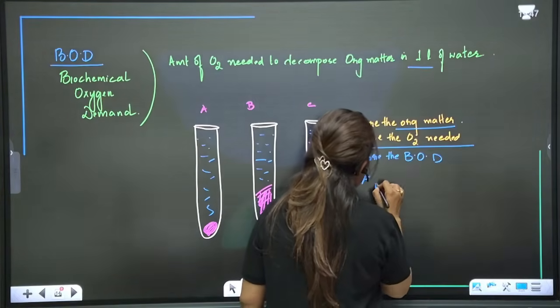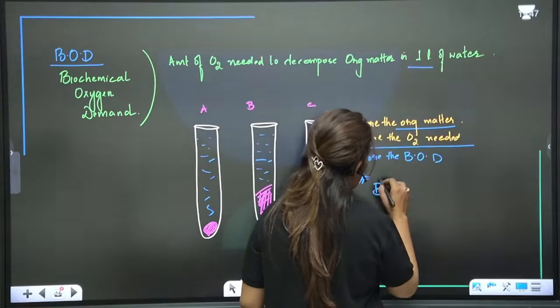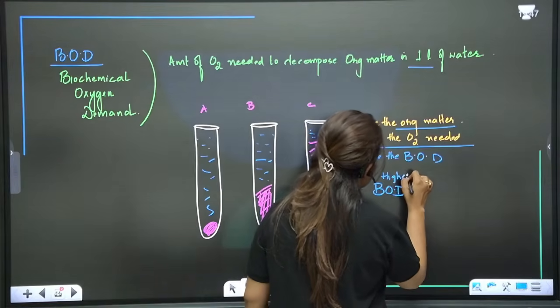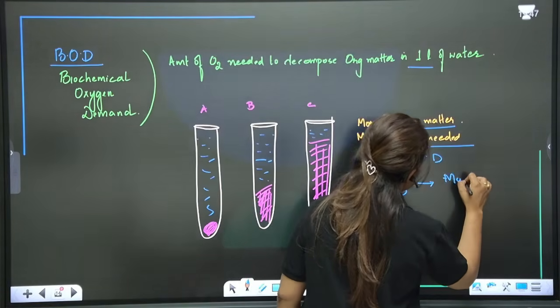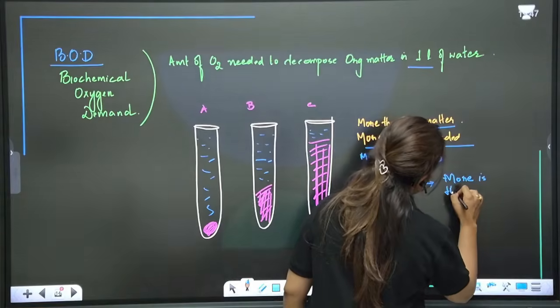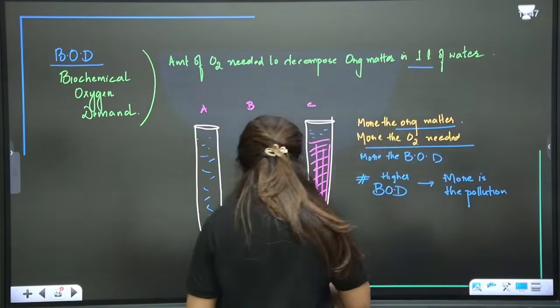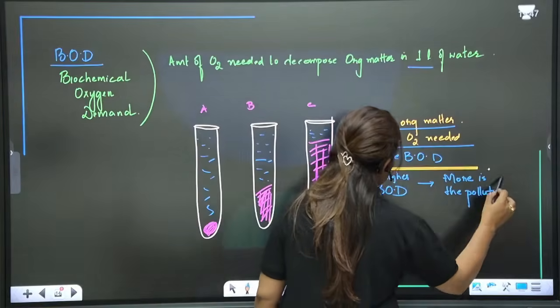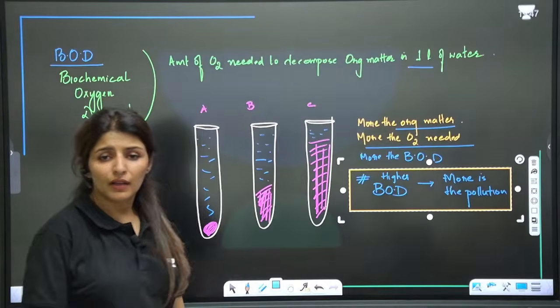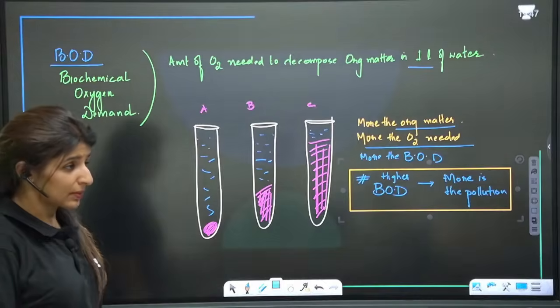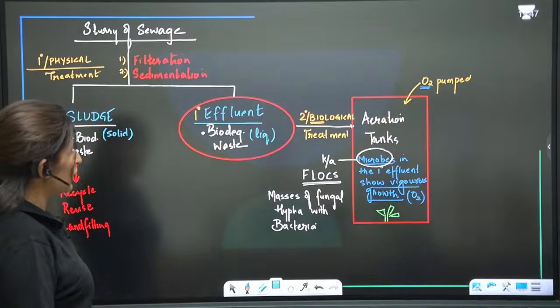So can we say, the higher the BOD, the more the pollution in the water body because of organic matter. Please tell me if you are clear with this concept. Right? Now let me go back.